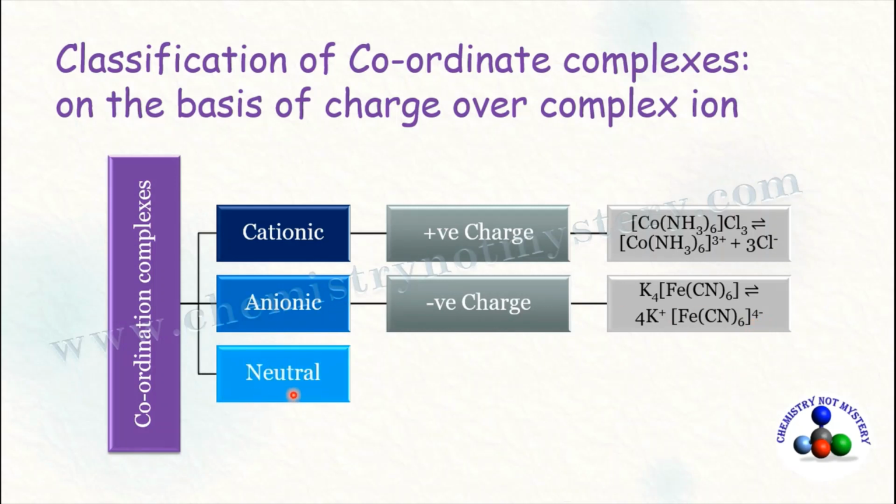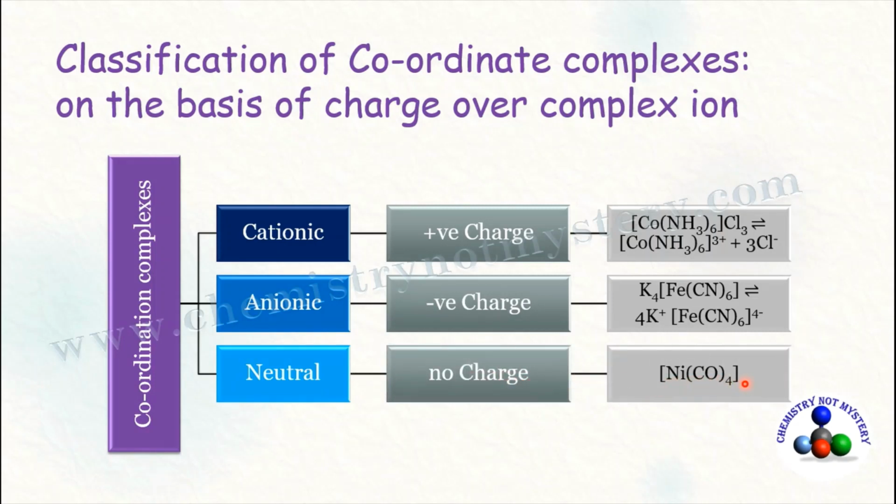Coordination complexes also can be neutral if they carry no charge. For example, in this molecule, nickel is bonded to 4 carbon monoxide molecules, and there is no charge on the complex. So this complex is classified as a neutral coordination complex.